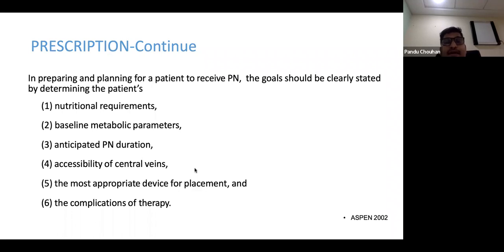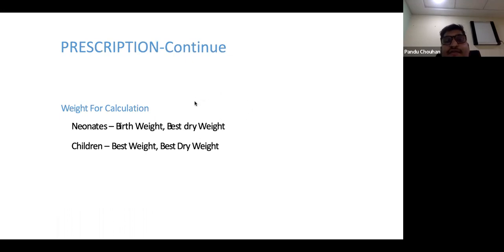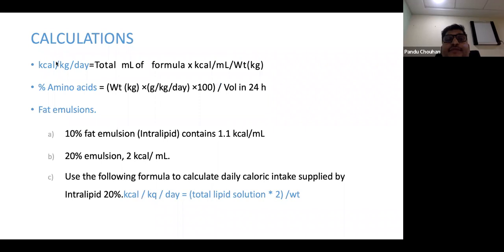To follow the recommendations, we need to calculate on the basis of weight. When it comes to neonates, the birth weight or the best dry weight is recommended. When it comes to children, again best weight or best dry weight. You should not take the weight from the critical illness period. So there should be calculations of kilocalories per kg per day, amino acids, and how much volume of lipid and amino acids are required. We can calculate based on this formula, and after calculations we can prepare the solution.